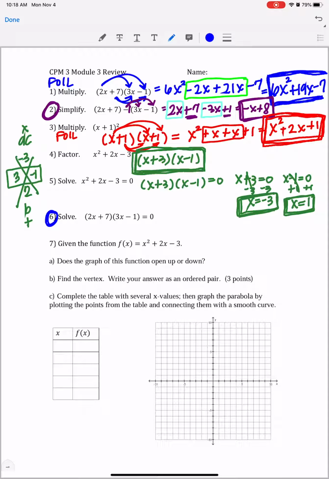So my first one is 2x plus 7 equals 0. My second answer is going to be 3x minus 1 equals 0. On this first one, we're going to subtract 7. So we'll get 2x equals negative 7. And then the last step is to divide. So we get one answer. Can't reduce this. So that equals -7/2.